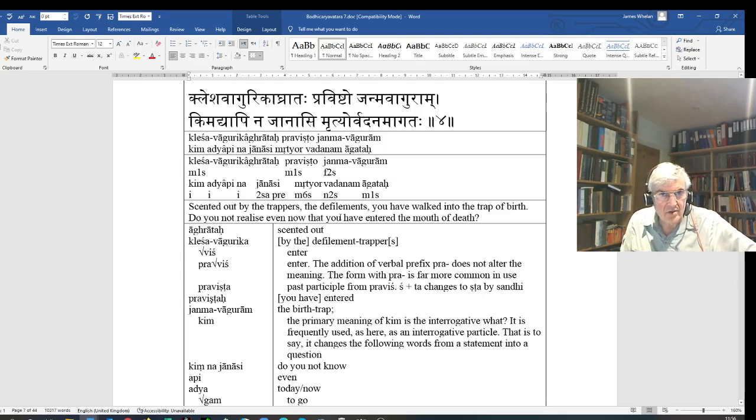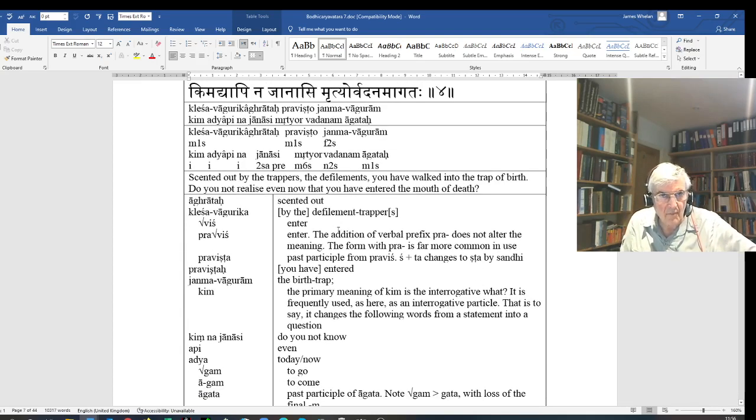So let's just look at the first rubric here, M1S. Then the next M1S. Now here is an F2S. Then you've got an I, and second line I, and then a 2SA space PRE. M6S, N2S, M1S.